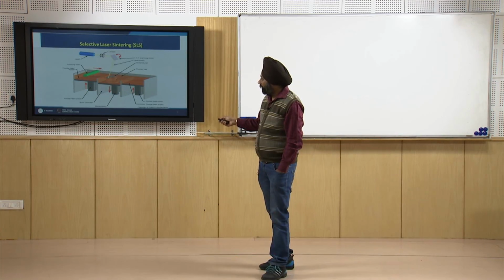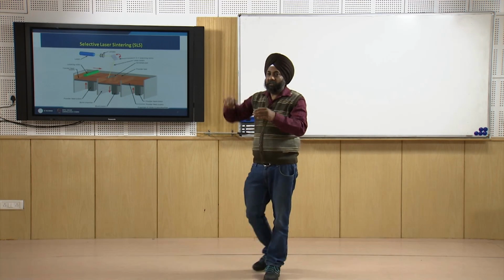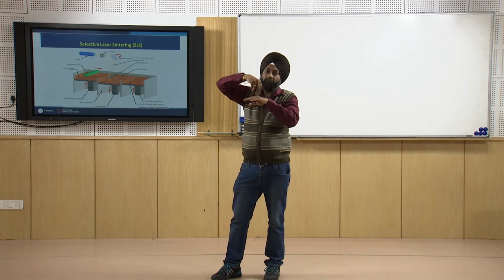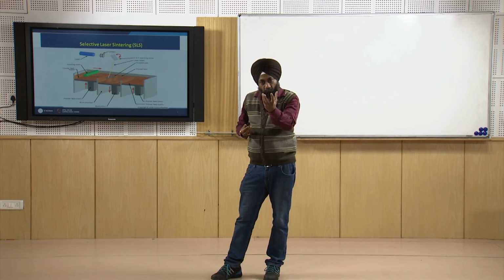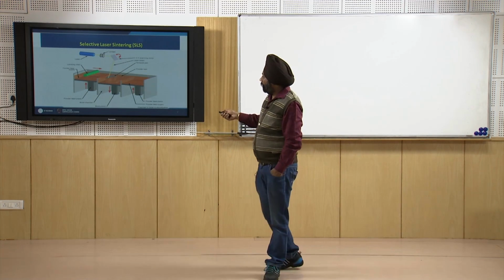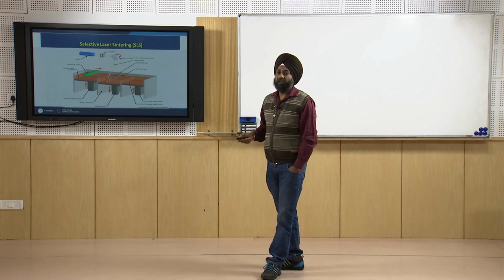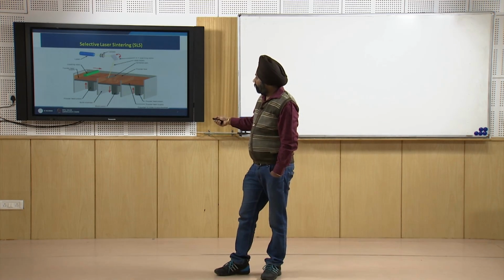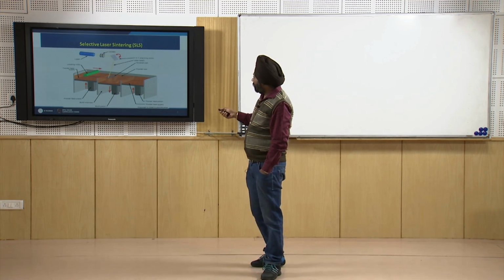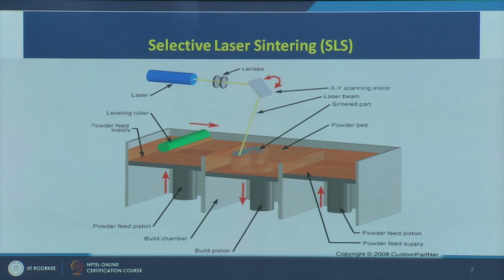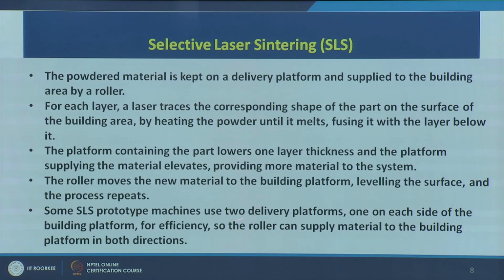We have a table here on which layer by layer this laser will sinter the powder material, and the prototype will take its shape based upon the movement of the laser gun and the sintering of the powder here on the build table. So this is the selective laser sintering process. Again we can just look and read the process details on this slide. I have tried to explain. If anything is left, we will again discuss that thing.